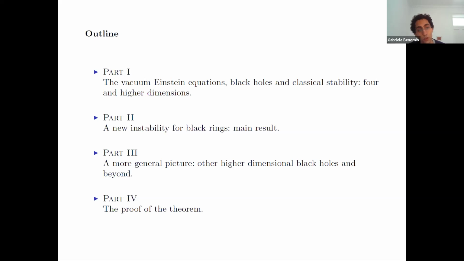The third part of the talk will be about the claim that this new instability may be understood as a manifestation of a more general instability that affects a more general class of spacetimes that goes beyond black rings and other higher dimensional black holes. So the third part will be about trying to make sense of such a claim. And in the last part of the talk, I give you the main ideas and methods involved in the proof of the theorem that I state in the second part.